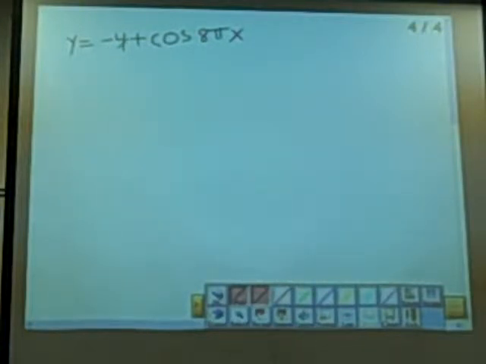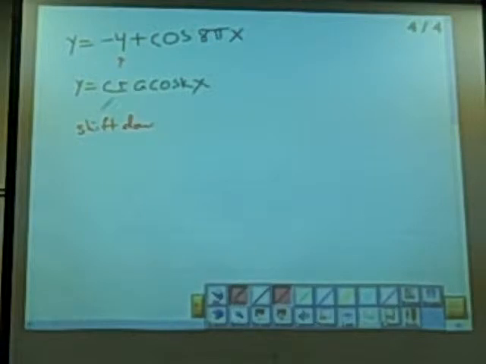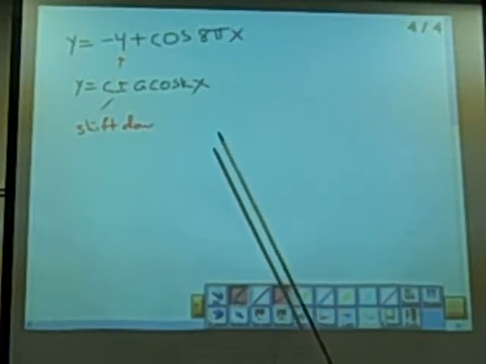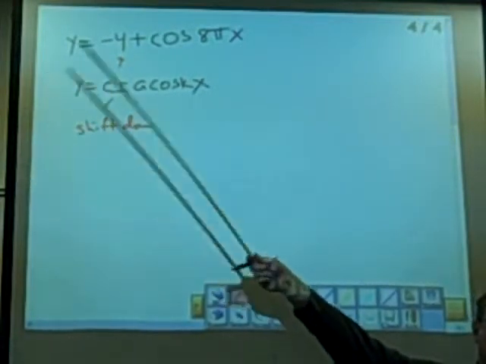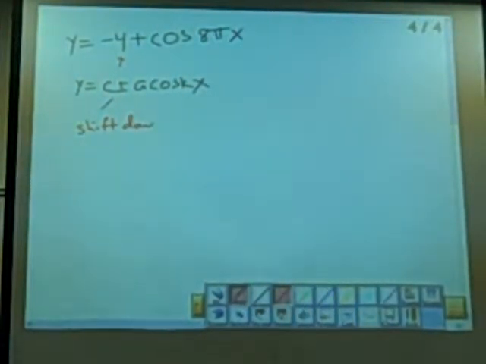Okay, so this negative 4 here, if we're looking at y equals c plus or minus a cosine kx, this 4 here would be what? Moves it down a little bit. Right, the negative 4 is going to make it shift down. Because what tells you it's going to shift down? C. Yeah, it's a c value, but how do you know it's going to shift up or down? Negative. The negative tells you it shifts down. If it's positive, it's going to shift up, right? So this will shift down 4 units.